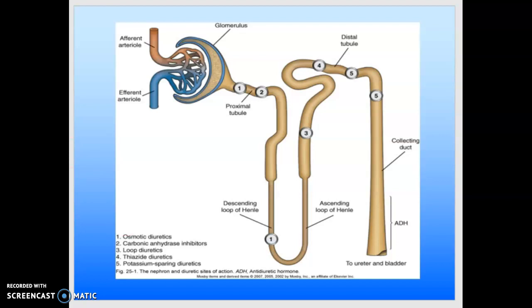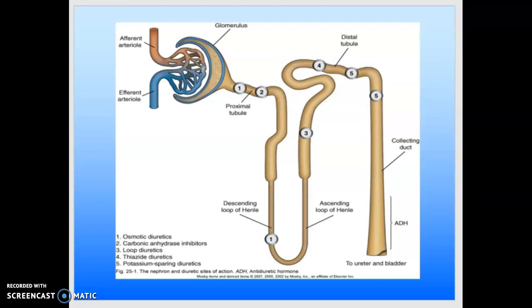So this slide has some numbers on it that will show you where the various diuretics work. But let's talk for just a minute about the filtration system. Remember, we learned that there are about 1 million of these nephrons in each kidney. And when the filtrate enters into the Bowman's capsule, or the glomerulus, its composition is very similar to that of plasma. Plasma proteins like albumin are too large to pass through the glomerulus, so they'll not be present in the filtrate or in the urine of healthy patients.